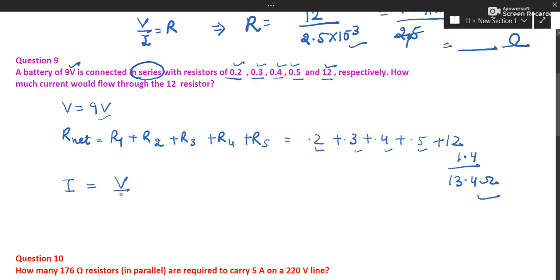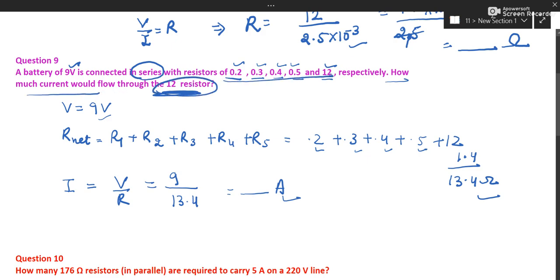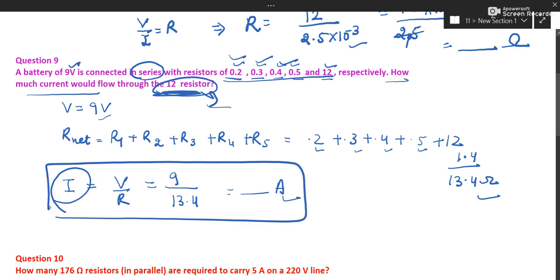Current will be voltage by resistance. So we can substitute the values of voltage and resistance. Divide properly and you will get the answer, that is current in amperes. Now their question is how much current will flow through this? How much current will flow through this? So they all are in series. In series what is same? Is current. So this current will only flow through everyone from this to this, through this and through this. So this is the value of current.